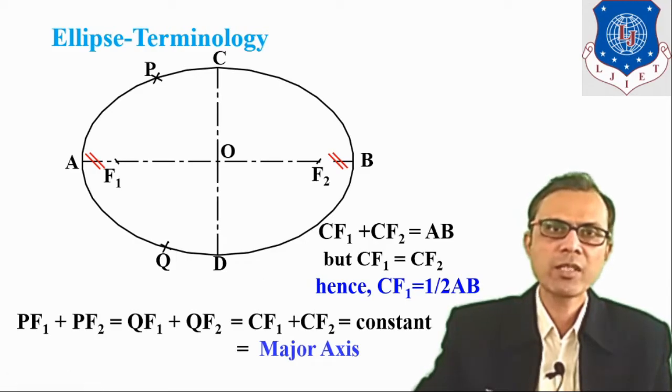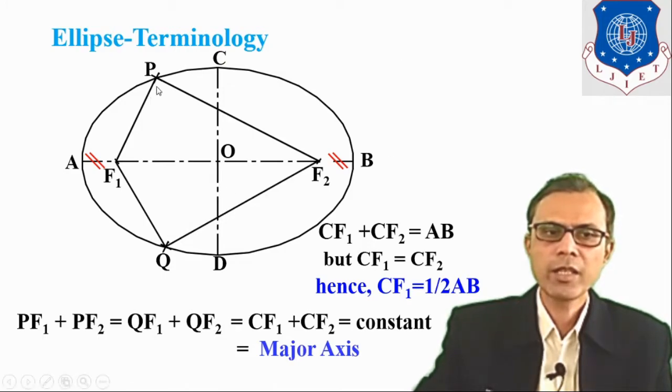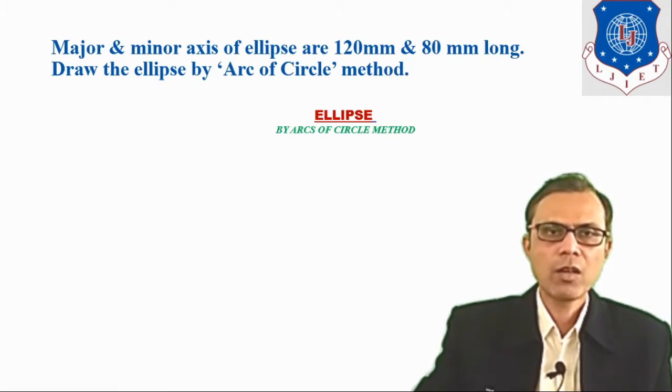Sometimes it happens that some of the data are given and some data need to be found out. Here are the distances PF1, PF2, QF1, QF2, and CF1 and CF2. Now let's see the arc of circle method to draw the ellipse.